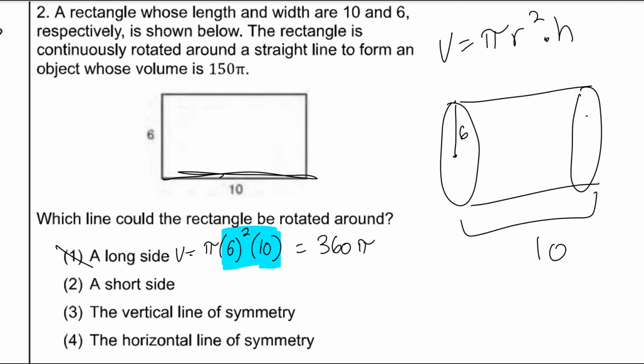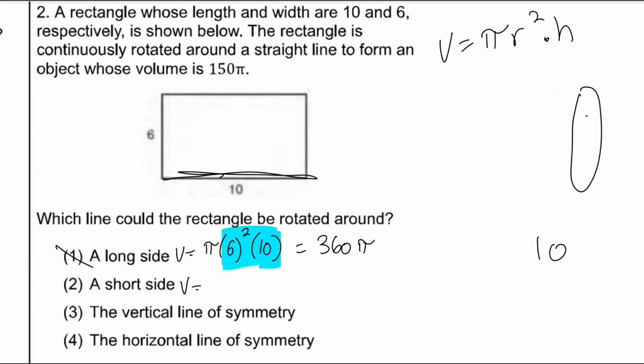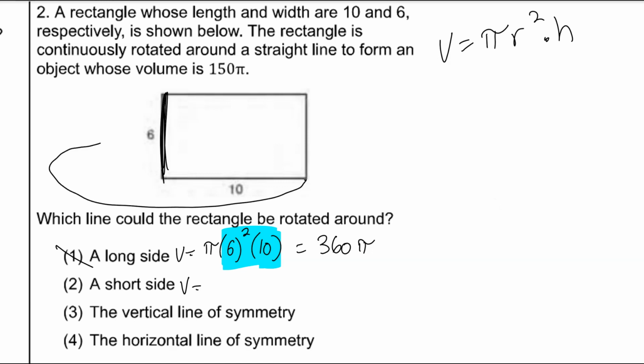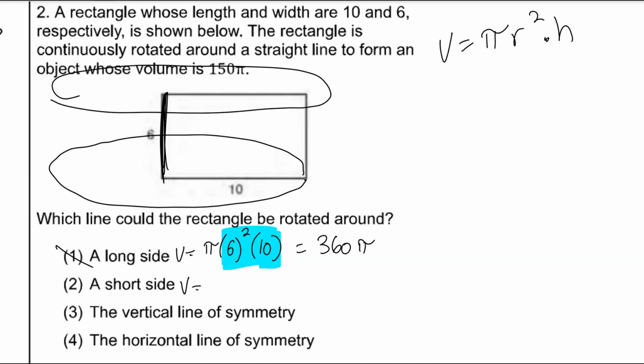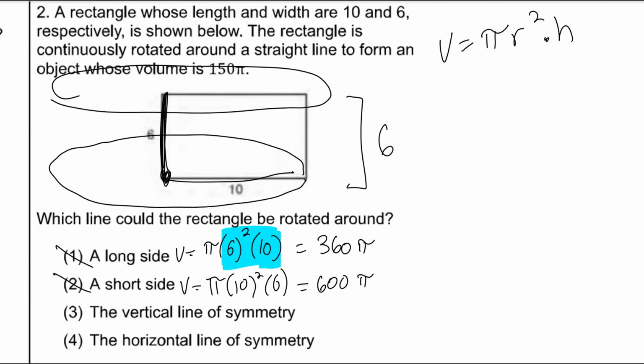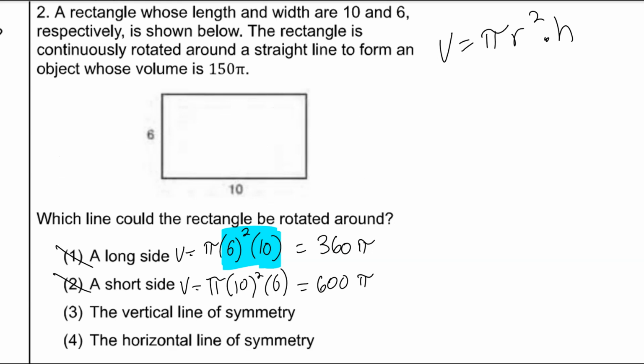If I instead rotate it using that short side 6, it would spin all the way around here and come back and create that cylinder. To visualize that, the height of that cylinder would be 6, but the radius, the distance from the center to the edge, would be 10 units. So if my radius was 10 and my height was 6, 10 squared times 6 would give me 600 pi. Again, that's not the case. So let's try a couple other lines.